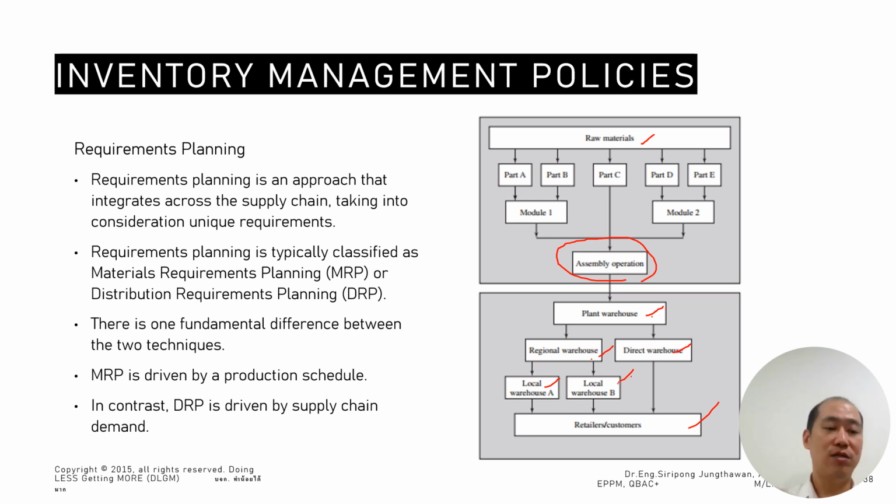So MRP is driven by a production schedule, and then you can compare MRP and DRP, which is driven by supply chain demand, that fits between DRP and MRP. You can remember this about DRP. DRP means distribution requirement planning. So you decide the truck, the loading, the feed to pick your inventory and send to your customer location.